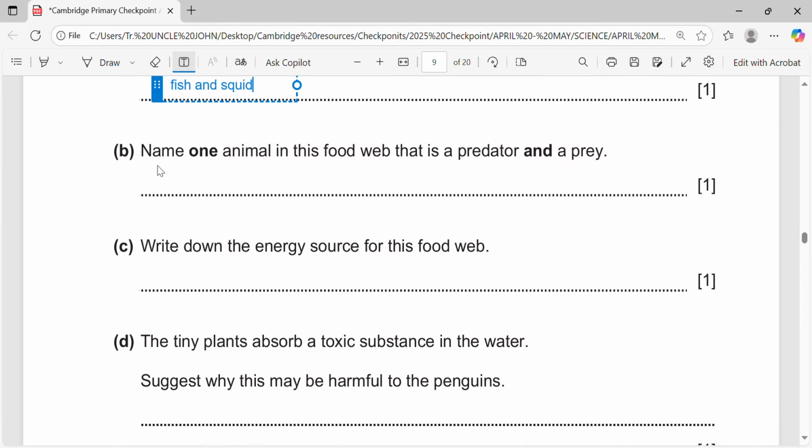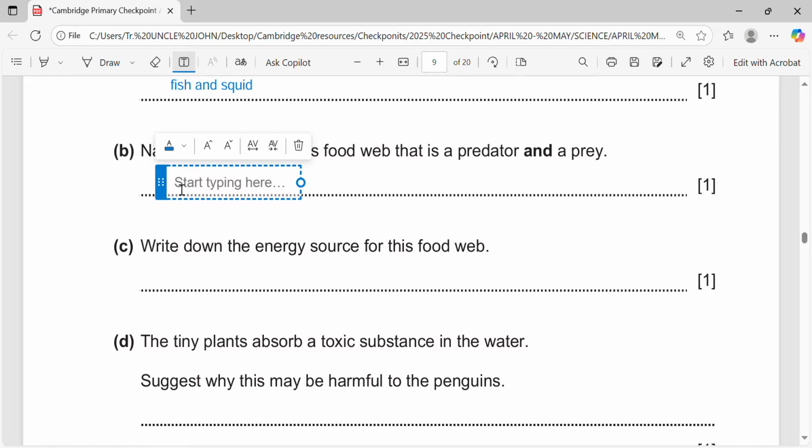Name one animal in this food web that is a predator and a prey. B. We have penguin. We have fish. We have squid.